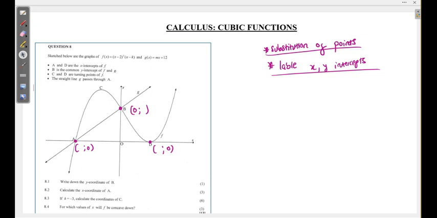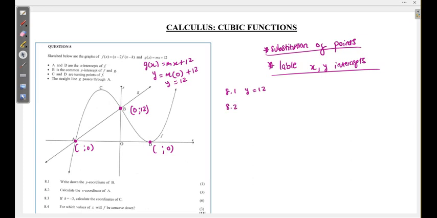So when you look at g(x), g(x) is equal to mx plus 12. This is a straight line. We know that here x is 0, right? So if you were to write this as y and then put 0, even though you don't know the gradient, what are you going to get for y? You're going to get 12, which means B is actually (0; 12). So therefore for 8.1 you can simply say the y coordinate is equal to 12.